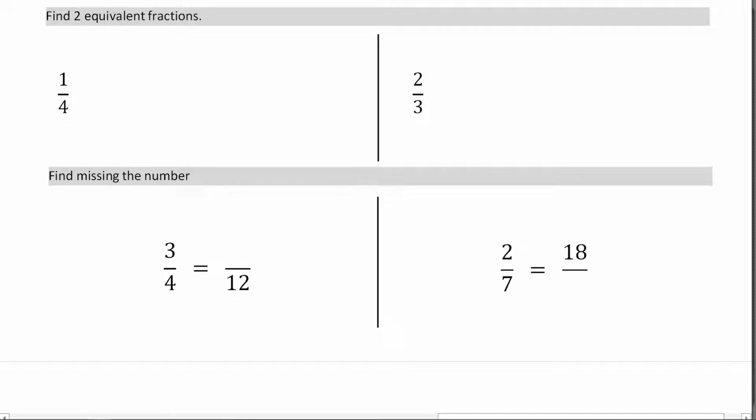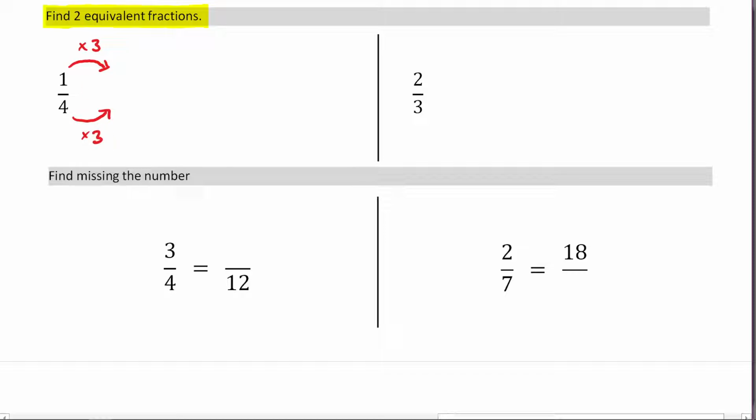We're now going to continue talking about equivalent fractions by going through these examples here. It says find two equivalent fractions of the following. So here is 1 on 4, and we need to find an equivalent fraction to that. Remember what we're going to do is multiply the numerator and the denominator by the same number. So let's multiply them both by 3.